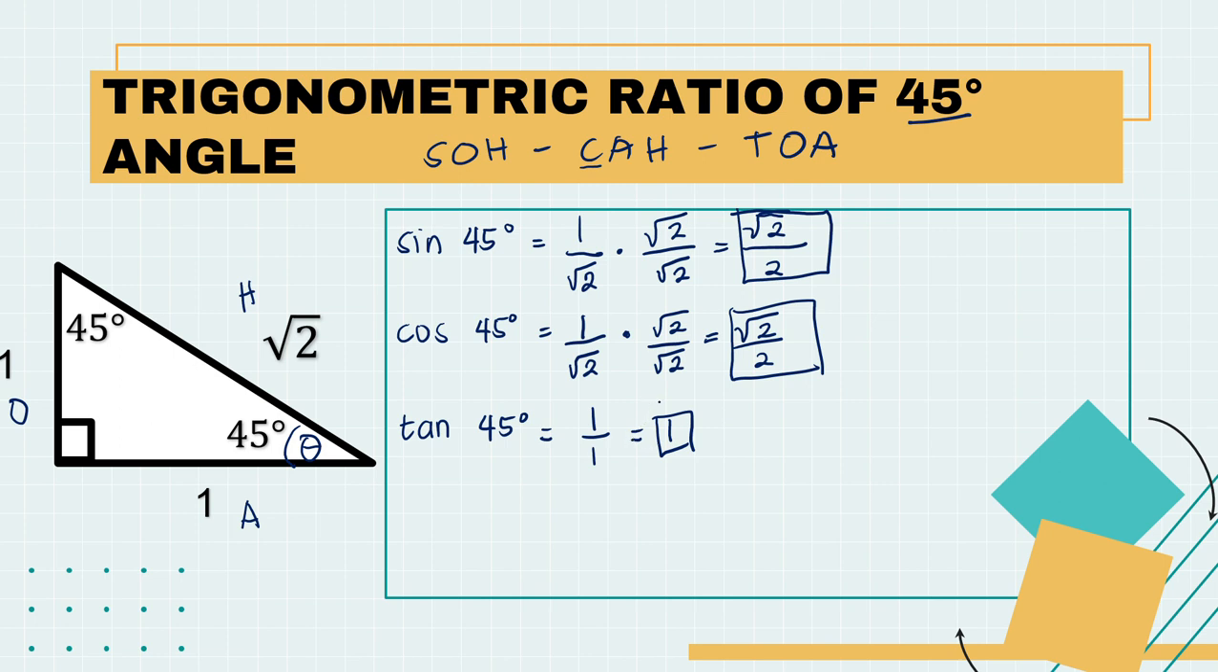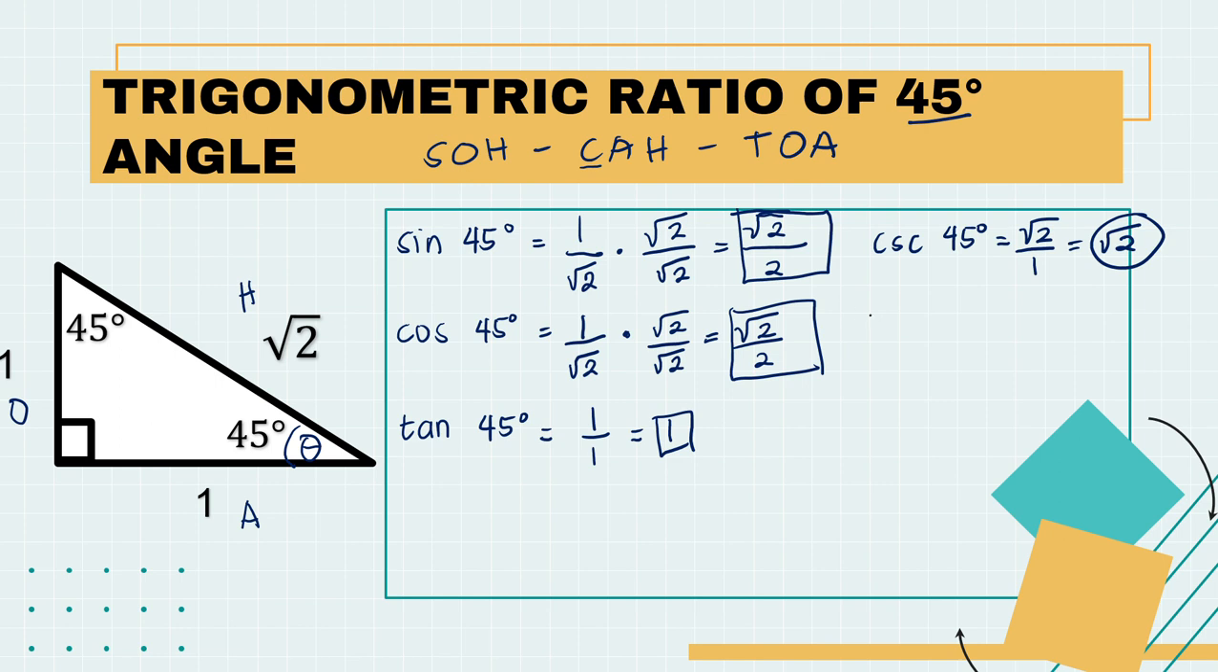Let's now have the reciprocal of trigonometric ratios. So the reciprocal of sine 45 degrees would be cosecant 45 degrees. And in cosecant, we will use the ratio of the hypotenuse, which is square root of 2, over the opposite side, which is 1. Square root of 2 divided by 1 is equal to square root of 2.